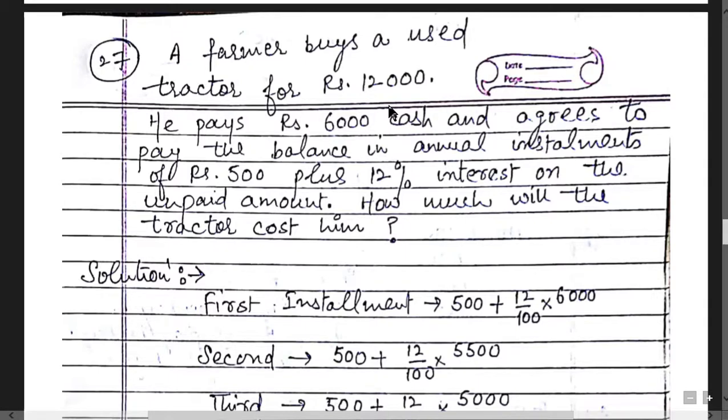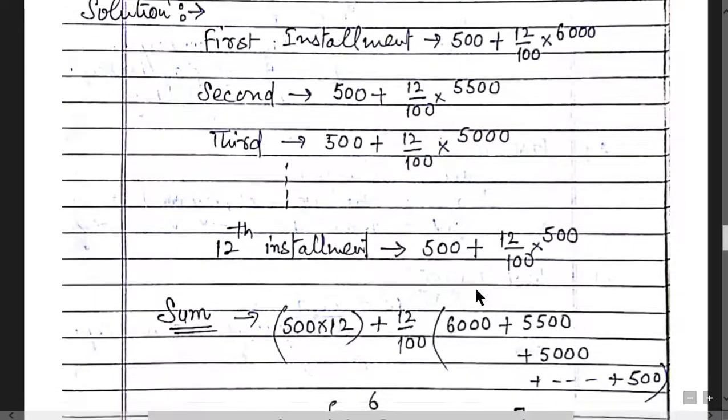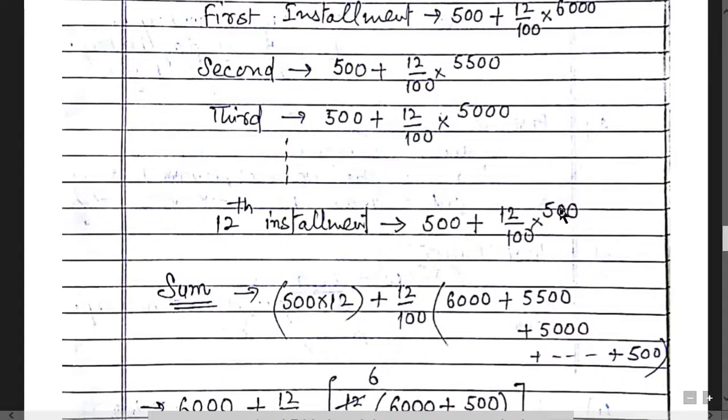If the farmer already pays 6,000 and pays the rest of the amount, that is 6,000, with 500 each, it means 12 installments are there. Simply 6,000 is pending, and 6,000 divided by 500 is 12. Now what about the first installment? Because 6,000 is pending, it means 500 plus 12 over 100 into 6,000. Similarly, in the second, remaining is 5,500 because he paid only 500. The rest is interest, 12 over 100 into 5,500. Similarly, the last installment is, because 500 is pending here, 12 over 100 into 500.